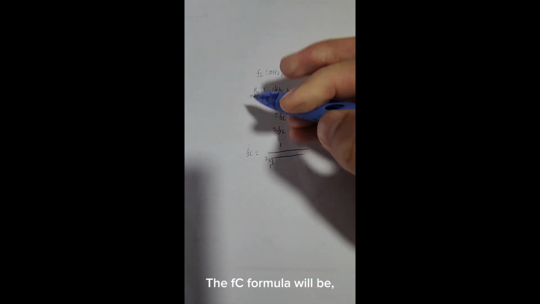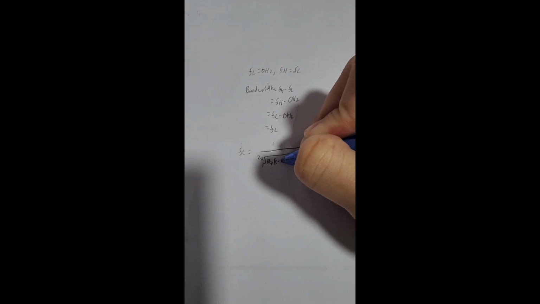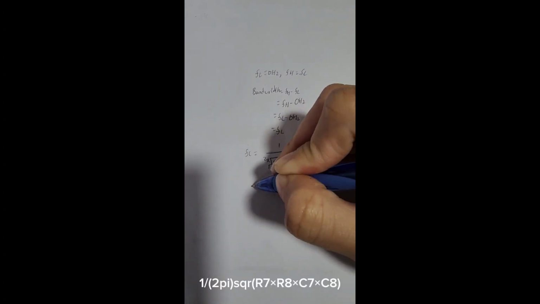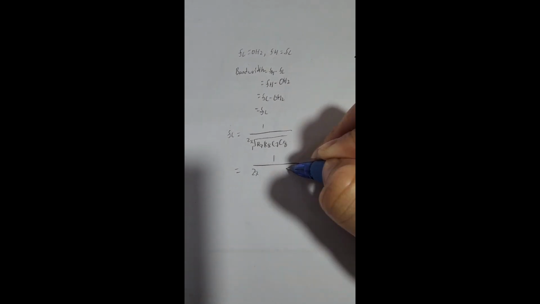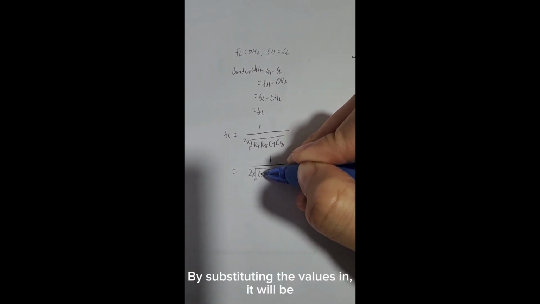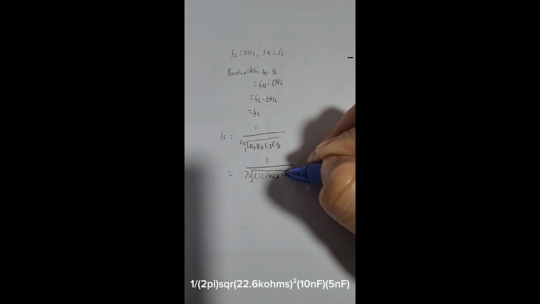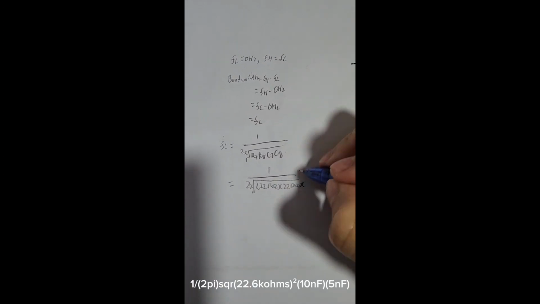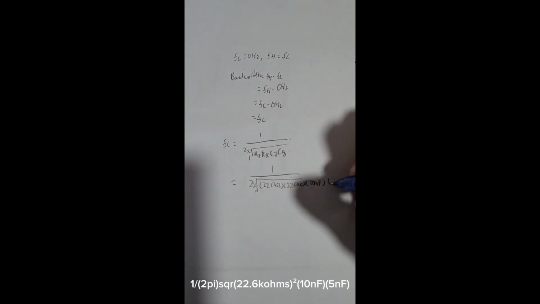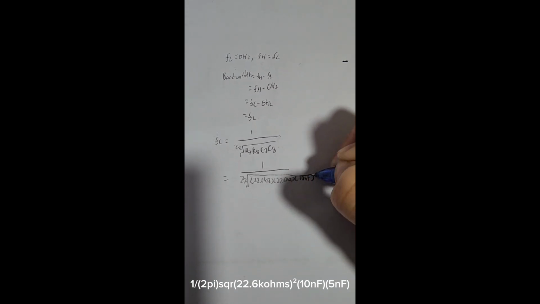The cutoff frequency formula will be 1 over 2 pi square root of R7, R8, C7, and C8. By substituting the values in, it will be 1 over 2 pi square root of 22.6 kilo ohms times 22.6 kilo ohms times 10 nanofarads times 5 nanofarads.